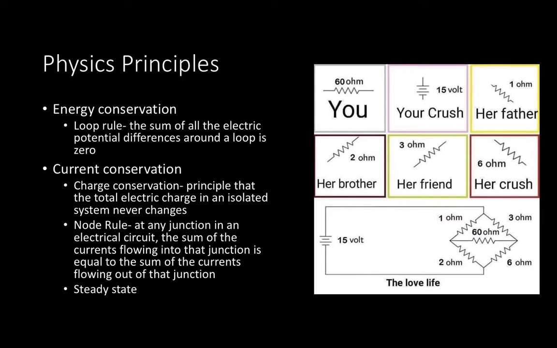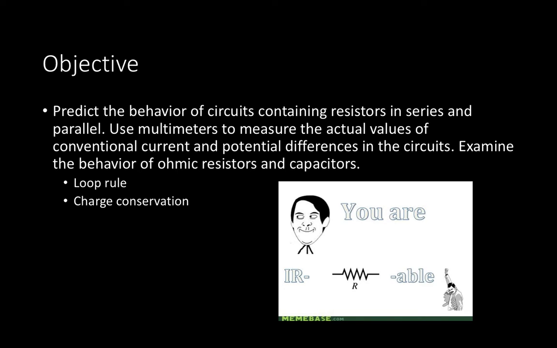Then we also have steady state, which is basically just where things hold constant. The name pretty much explains what it is: steady state, constant. The main objective of this lab was that we were going to predict the behavior of circuits containing resistors in series and parallel, then use multimeters to measure the actual values of conventional current and potential differences in the circuits, and then look at the behavior of ohmic resistors and capacitors. The big things we're looking at here are the loop rule and charge conservation.